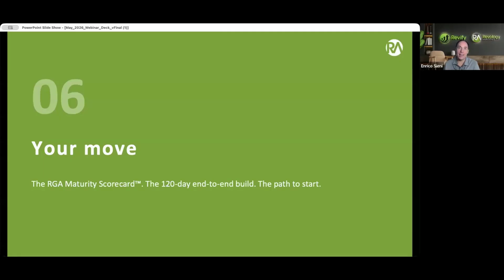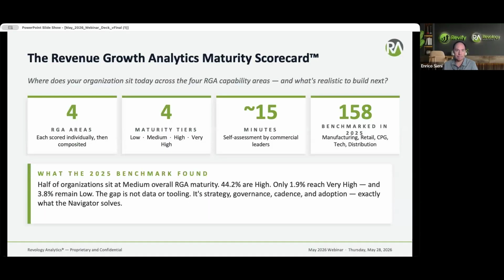That's great. Thank you. We're going to wrap it up. So three things to cover next. The first is the RGM maturity scorecard. We'll talk about a 120-day plan and how to start it. So we'll make it concrete.